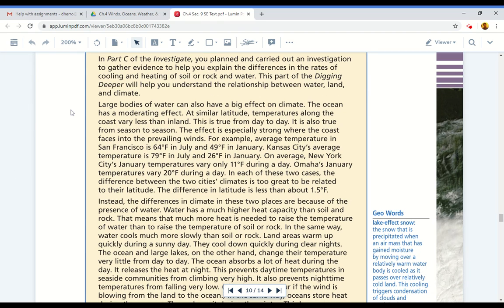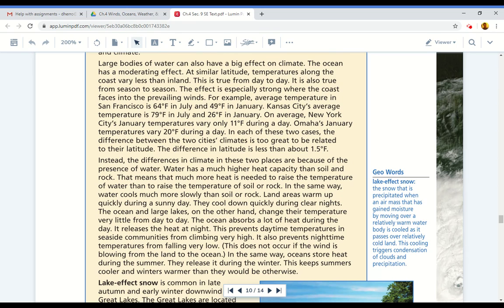In Part C of the Investigate, you planned and carried out an investigation to gather evidence to help you explain the differences in the rates of cooling and heating of soil or rock and water. This part of the Digging Deeper will help you understand the relationship between water, land, and climate. Large bodies of water can also have a big effect on climate.